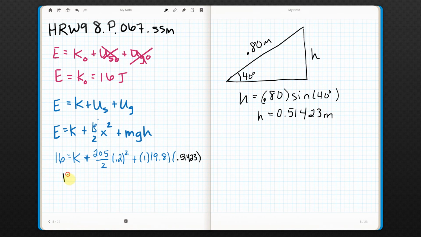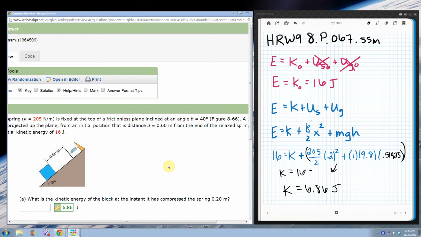So if I put all that in the calculator, I am going to get an answer. I want to leave k alone, so I'm going to subtract all of this. So I get 16 minus all of this. Okay, and so I get an answer of, let's see, I get 6. I did this all in my calculator. I'm actually not sure if I did it right, so we're going to check. I get 6.86 joules. Let's go check that. Yep, 6.86 joules, so that worked.